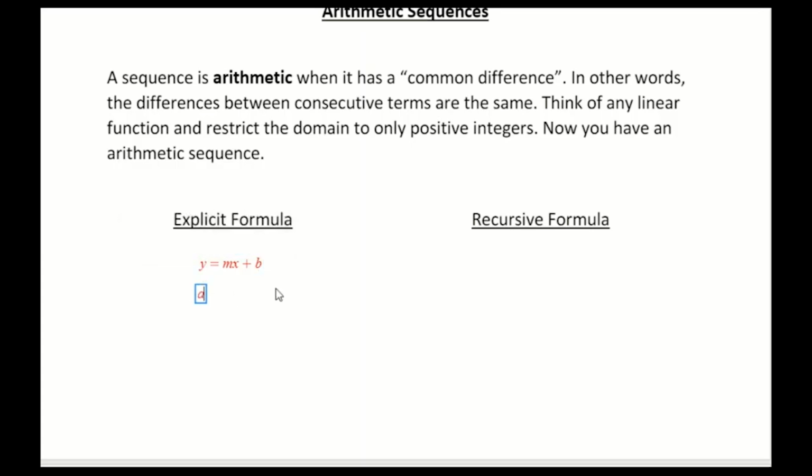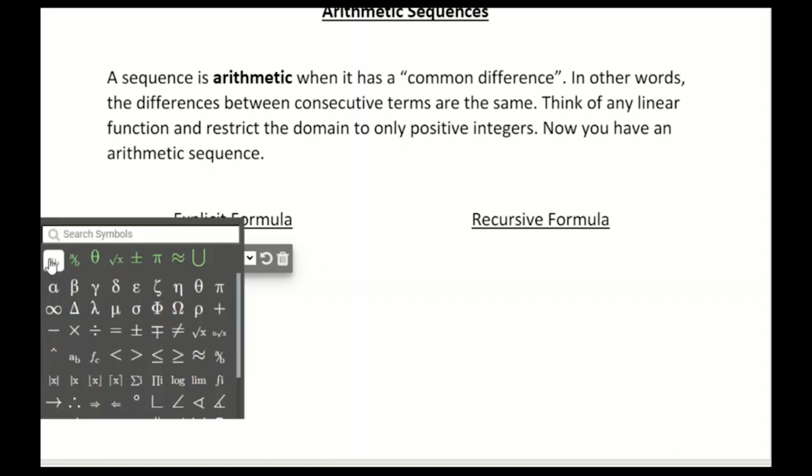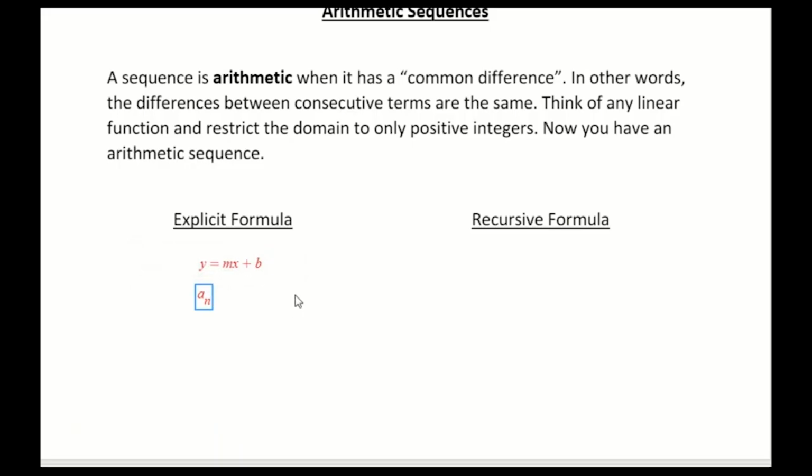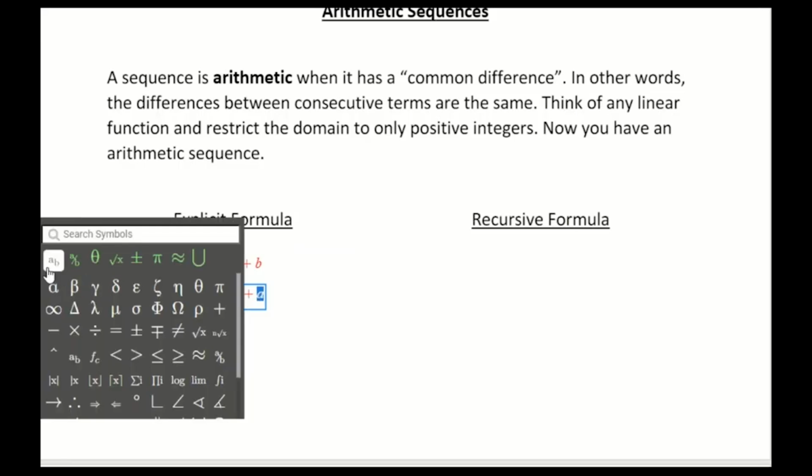A sub n equals d times n plus a sub 0. Now, a sub 0 is not really a term in the sequence because the input has to be 1 or greater. But we can think about a sub 0 in the abstract: if there was a 0th term, what would it be?